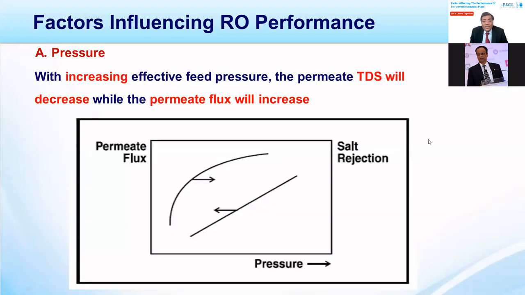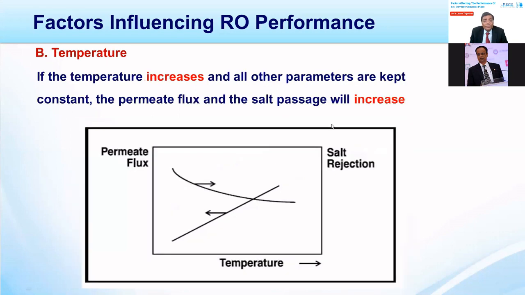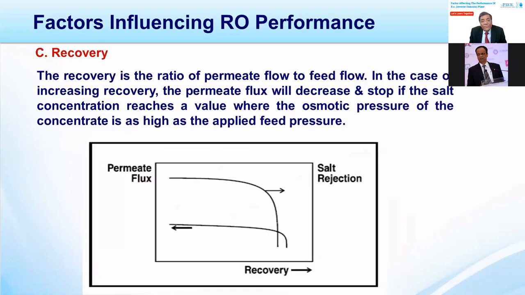This is the pressure impact. As the pressure increases, the permeate flux gets better. With temperature, if the temperature increases and all other parameters stay constant, the permeate flux and salt passage will increase, because the viscosity of the water will decrease. It's vice versa as well. Similarly, this is the case with recovery. I have explained in my previous slides that recovery all depends upon your feed water characteristic, the path length, and the number of stages.